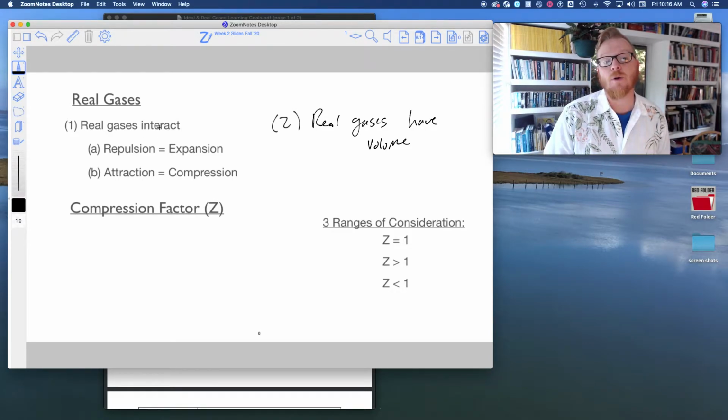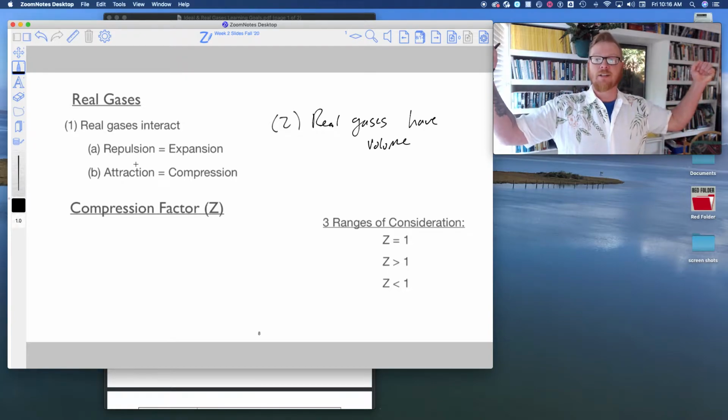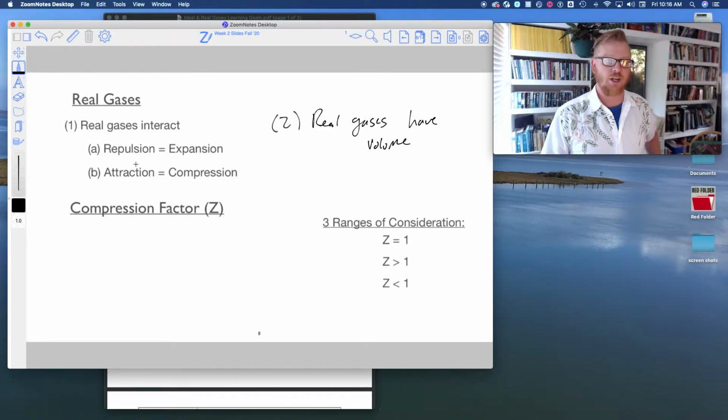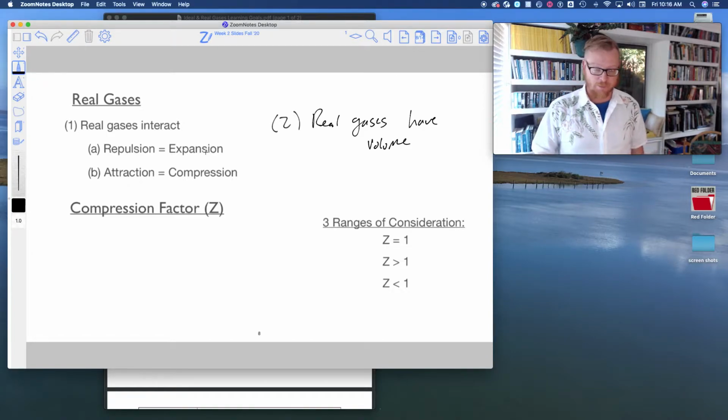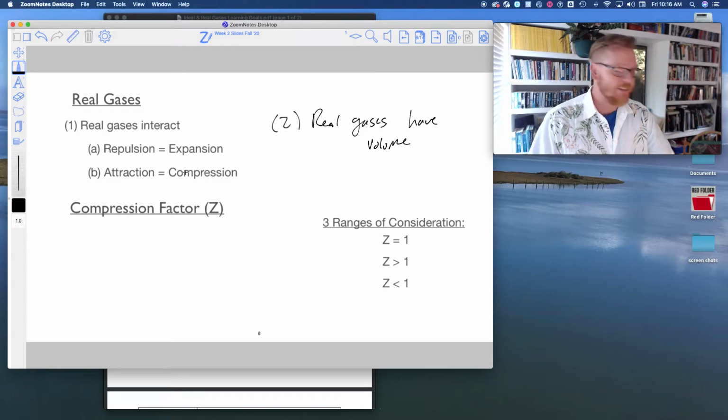Conversely, repulsion, so if the interaction is not favorable, meaning maybe two positive charges repelling each other, that would result in expansion. Of course, if it was a non-rigid container. If it was a rigid container, it would just result in an increase in pressure. Okay? We want to keep this in mind. Attraction equals compression, repulsion equals expansion. And there is, as it turns out, a sweet spot.